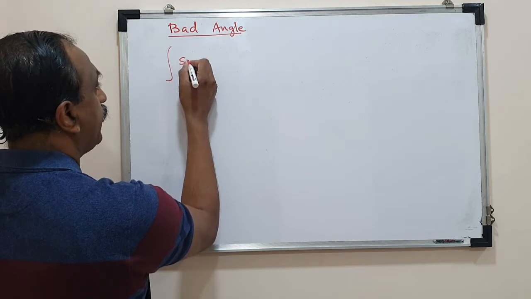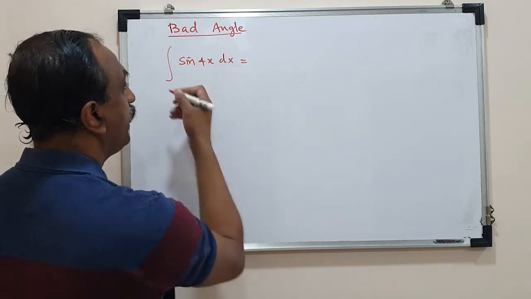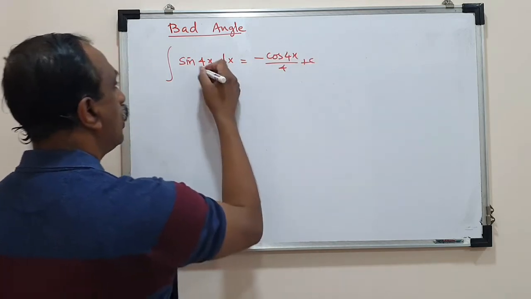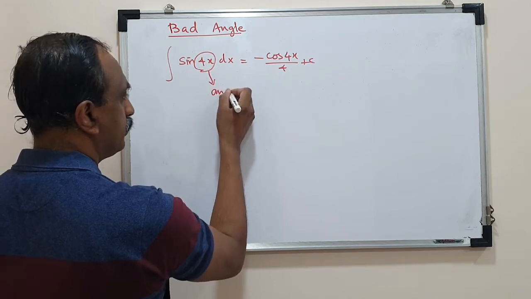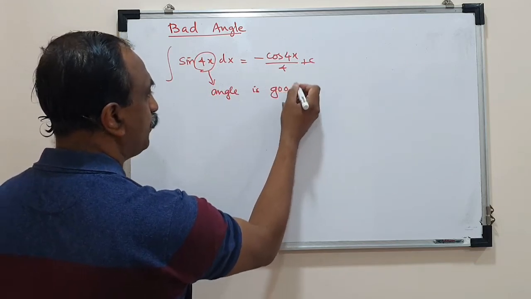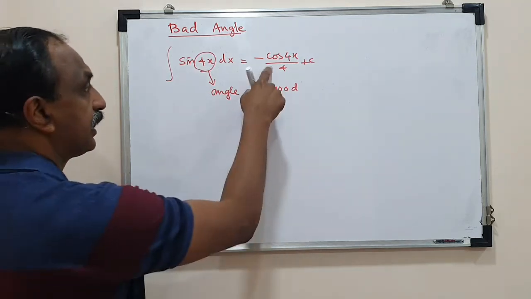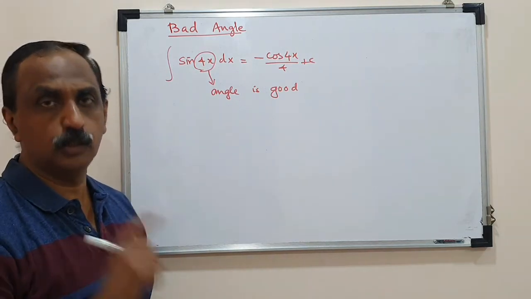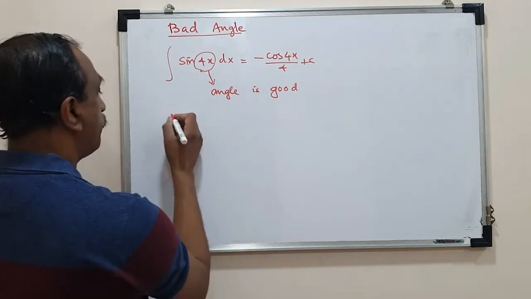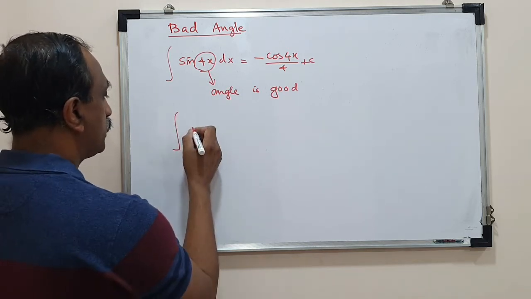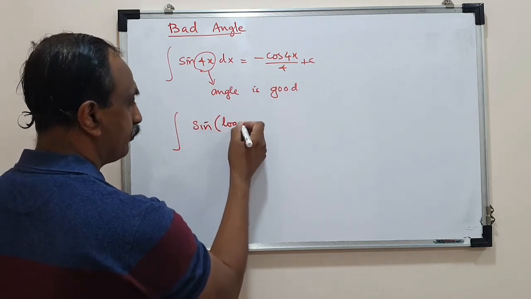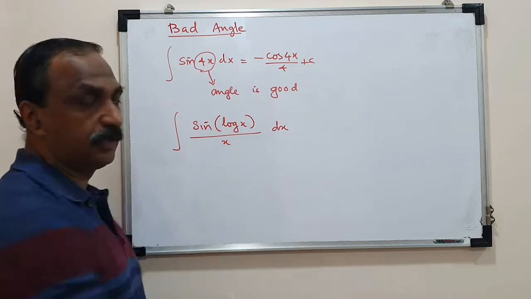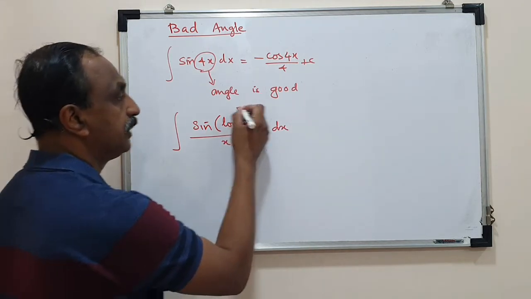If I want to integrate sine 4x dx, I can integrate directly: minus cos 4x upon 4 plus c, because the angle is good. That means if the angle is linear, the direct formula can be applied. So all linear angles I'm going to call good angles. What is a bad angle? Let's imagine I want to integrate sine of log x upon x dx. Now I cannot directly apply the formula because the angle is bad. Here the angle is bad.